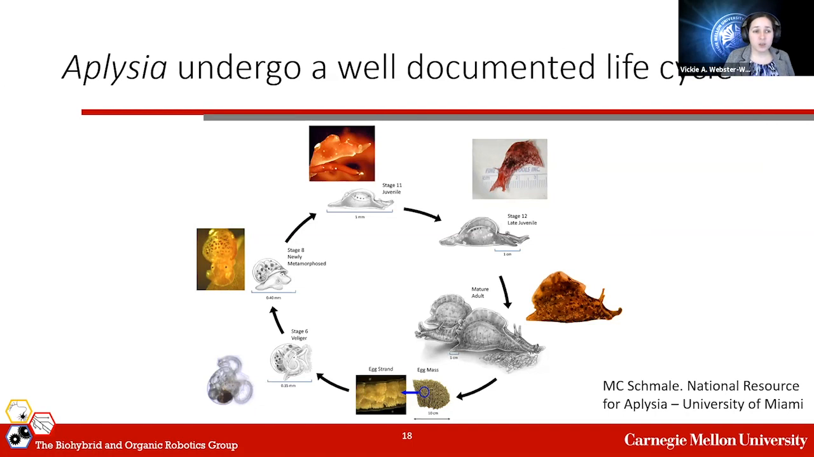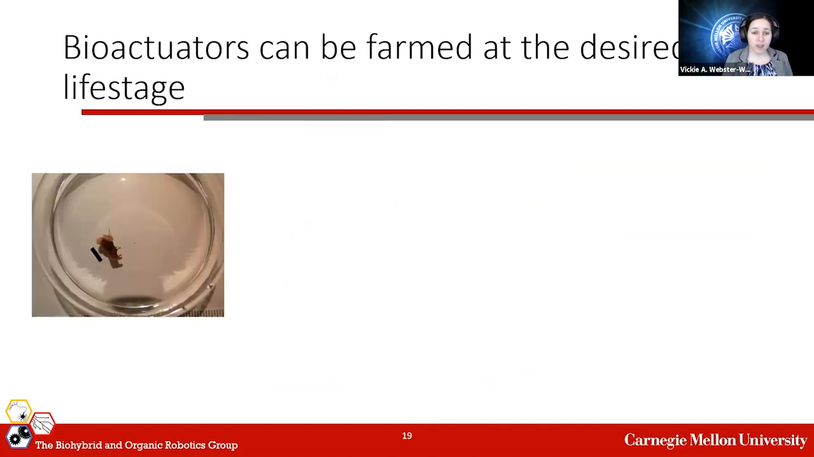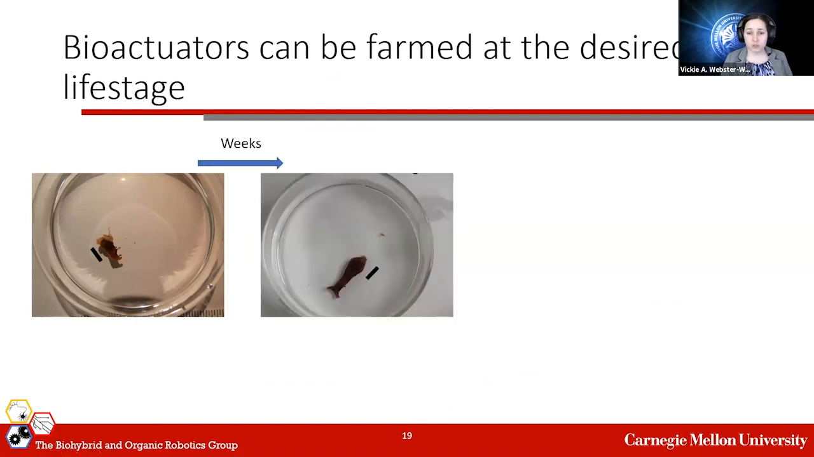And this means that you can harvest bioactuators at the desired life stage and essentially get the size, the form factor, the material properties of the actuator that you need for your given robotic application. And so we're able to get them at this very small stage. This is still shortly after metamorphosis. It hasn't quite reached its full juvenile form yet. Over a course of weeks, they grow tremendously in size.